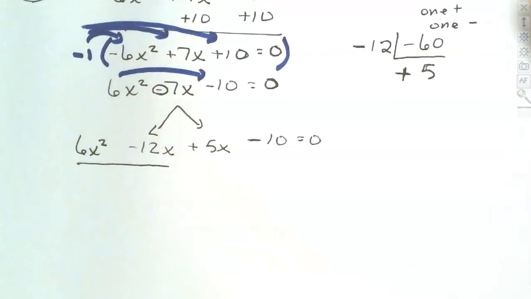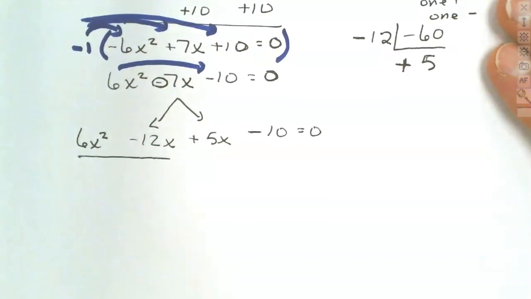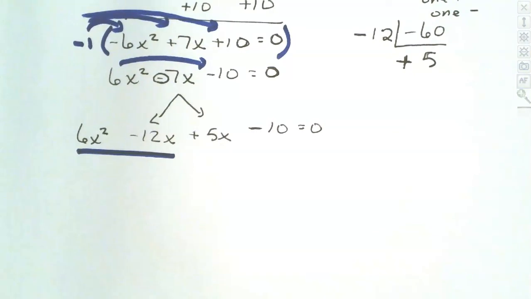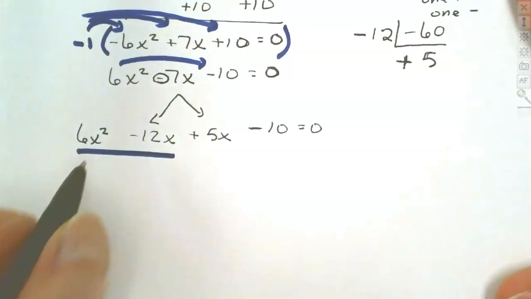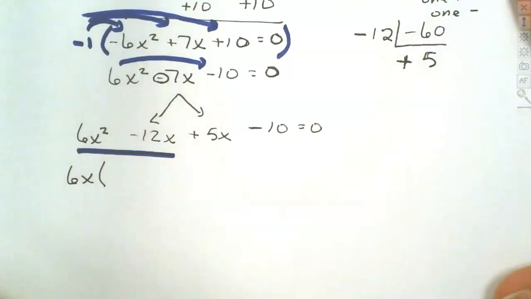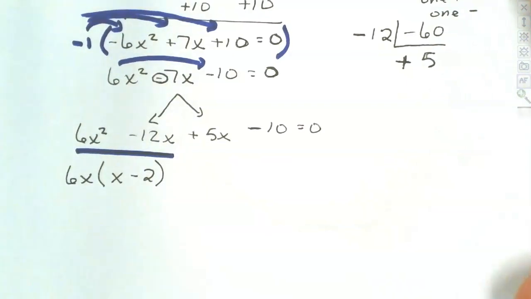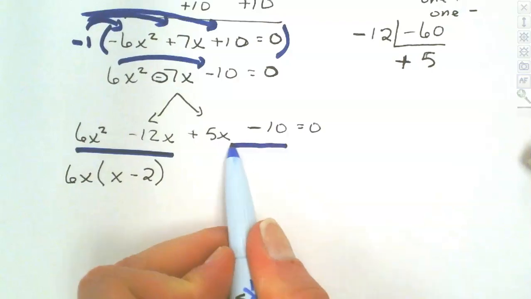First two pieces, what can we factor out? Can someone tell me? We should be able to factor out what number? Yep, a 6 and also an x. So a 6x comes out. That leaves you then with an x minus 2. Next two pieces, what comes out of here?